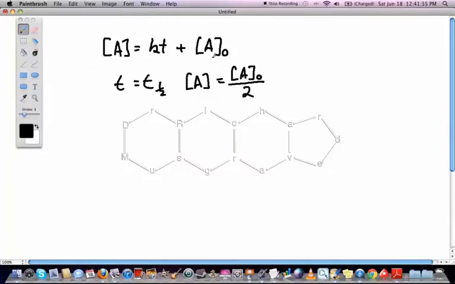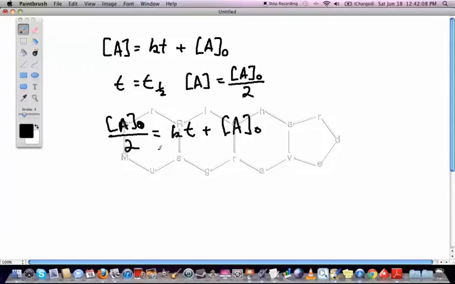There's our zero order reaction, the integrated rate equation, and I'm going to substitute half-life in for time, and [A]0 over 2 will be our initial concentration over 2. That will be the amount of [A] remaining at the half-life. So I'll just substitute that value in. So it'll be [A]0 over 2 equals -kt plus [A]0.